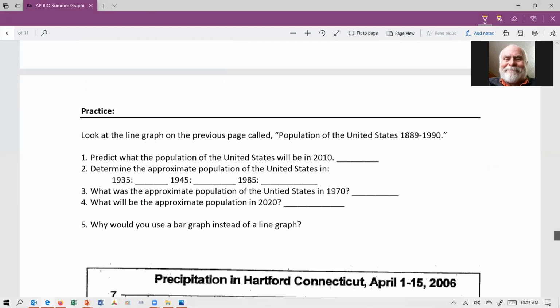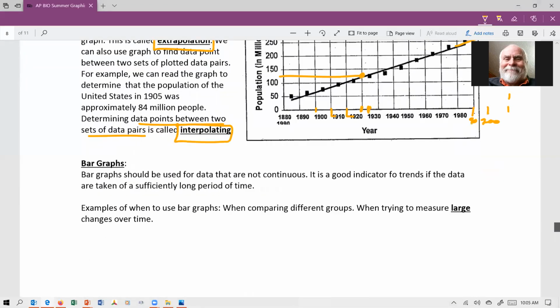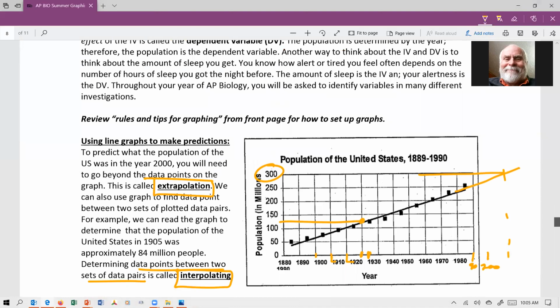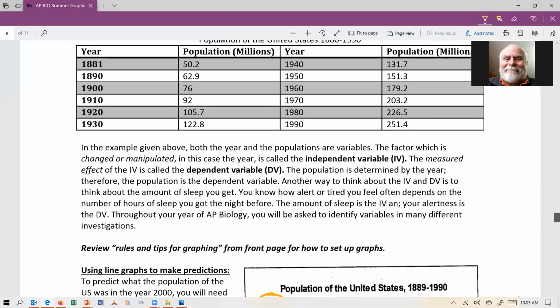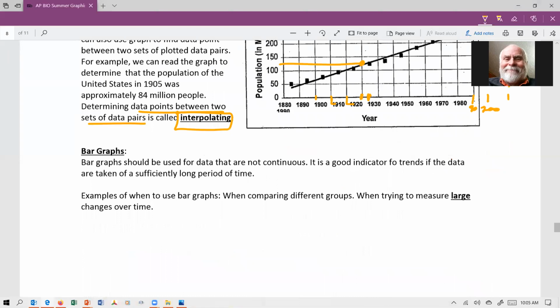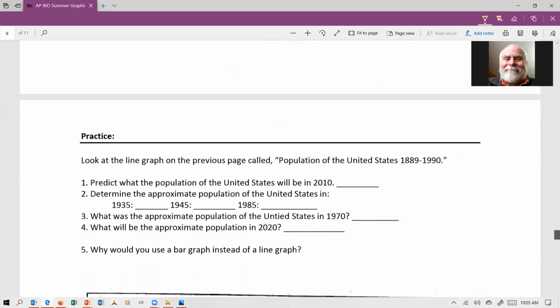Let's look at this bar graph. Why would you use a bar graph instead of a line graph? On this one, line graph is pretty good, but here they gave you some. Bar graph should be used for data that is not continuous. Well, this is pretty continuous data. It's a good indicator of trends if the data is taken over a sufficient period of time. So when comparing different groups, we're not comparing different groups, but we are trying to measure large changes over time. So that's why you might want to use a bar graph.